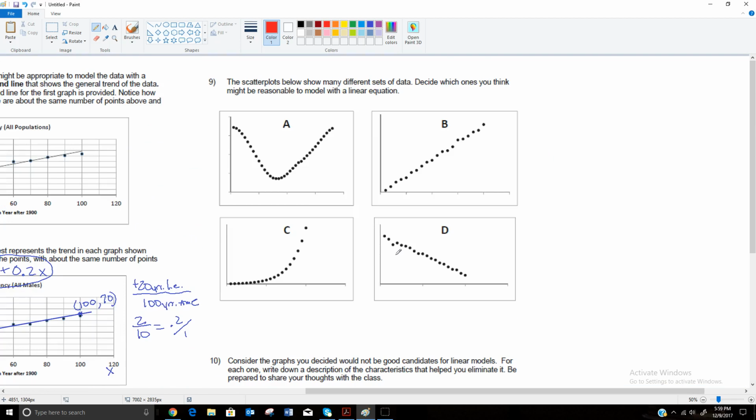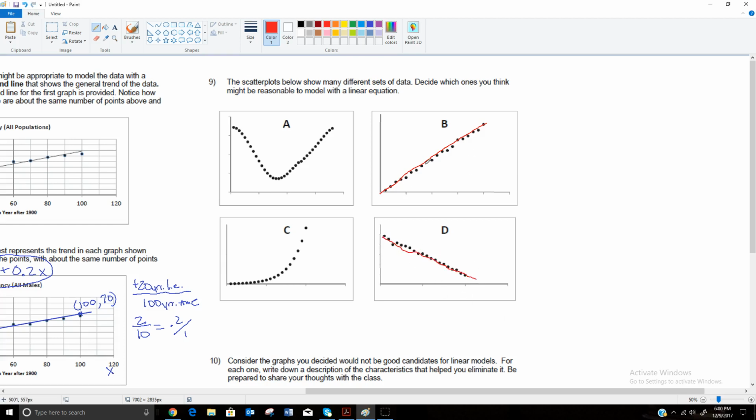Okay, so now it says the scatter plots below show many different sets of data. Decide which ones you think might be reasonable to model with a linear equation. Well, I don't even like how good these are. I wish these weren't quite so good. But obviously B and D you could model with a linear equation. Well, that's too high. It should have gone through the points. But these both are going in a somewhat linear motion or linear increase. And it doesn't matter whether it's going upward or downward. It's still linear. If they're falling somewhat in a line, then we say it's a linear relationship.